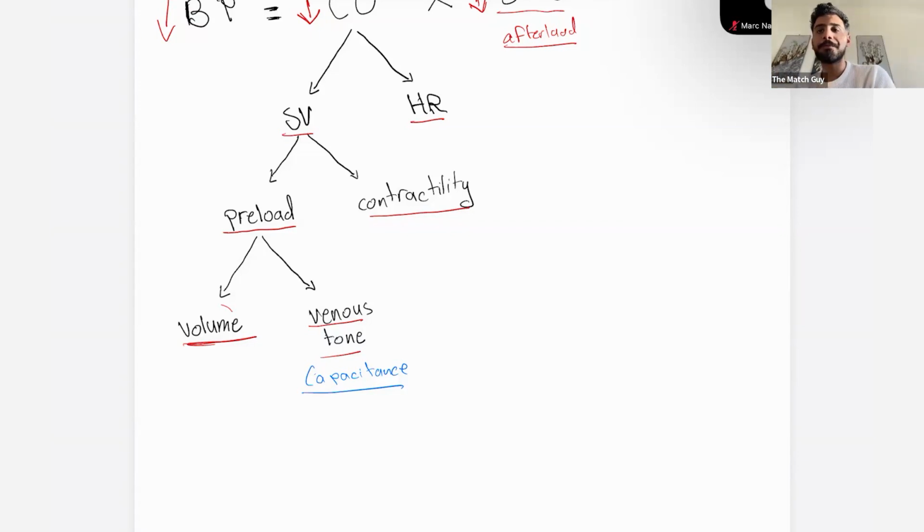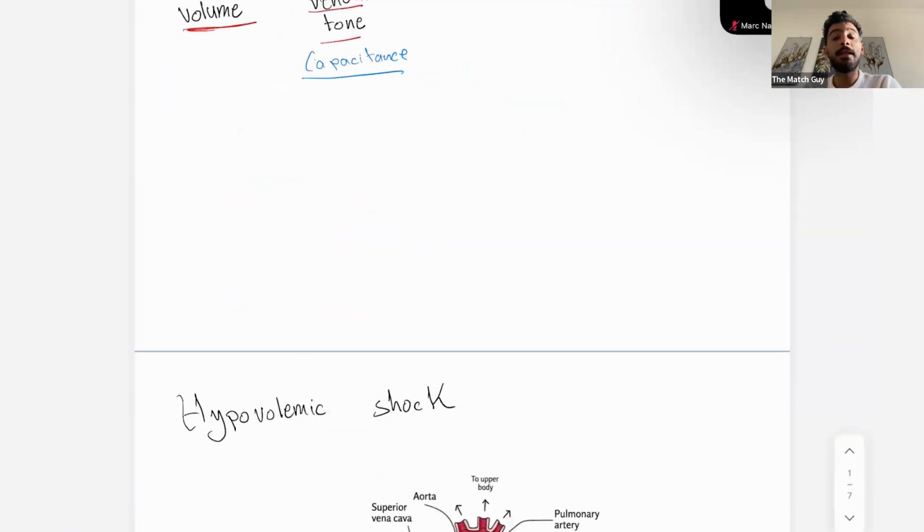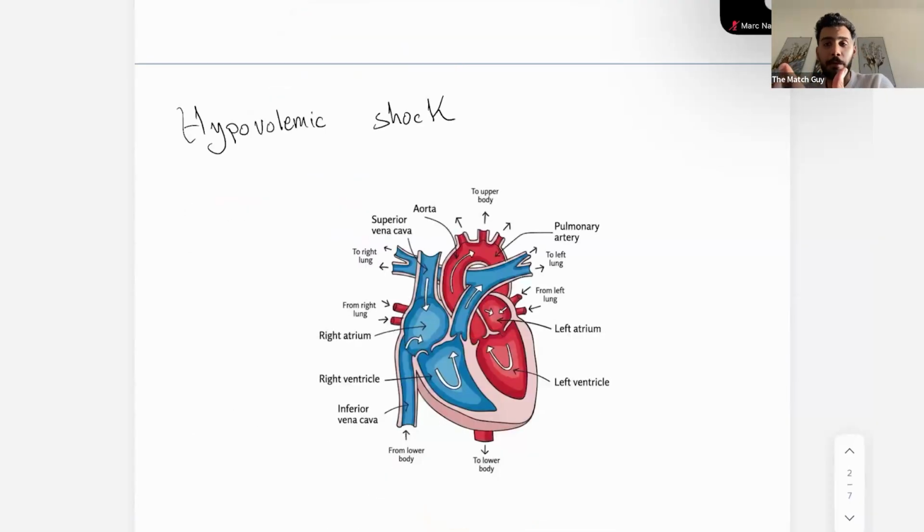So it looks like a tree, but if you think about it in this way, it is going to help you navigate the different types of shock and what changes in each different type of shock. And we're going to come back to this to see what is going to happen in each different type of shock. So let's start with the first type of shock, hypovolemic shock.